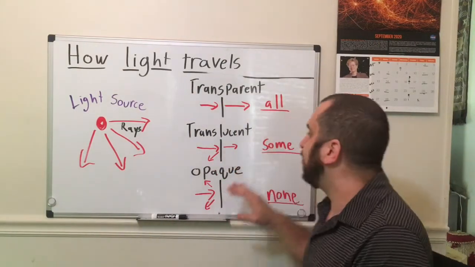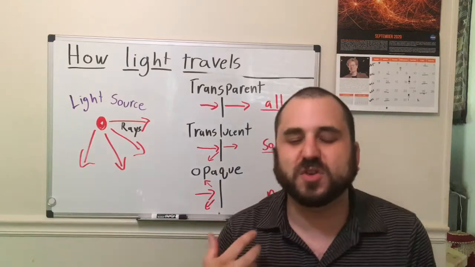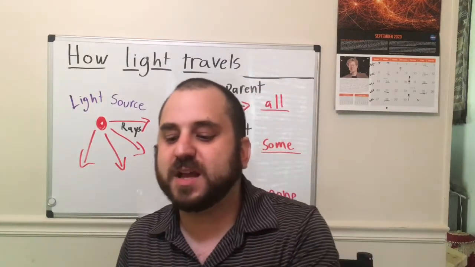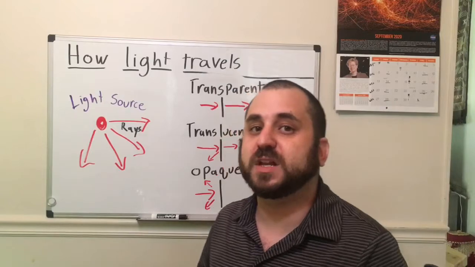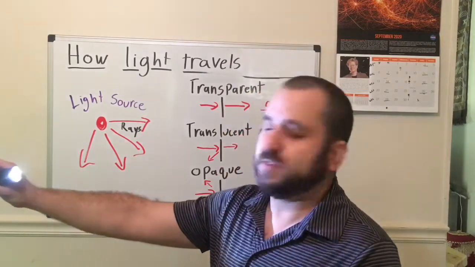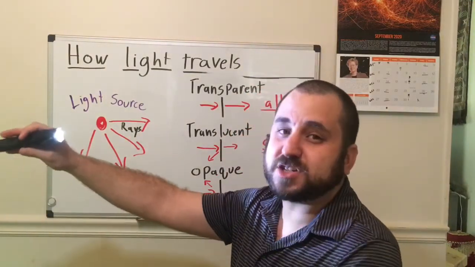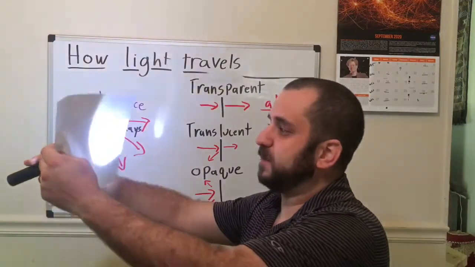Translucent things will let some of the light through. So if something is translucent, think of it as blocking a lot of the light but still letting some through. So once again, I have my flashlight, and now I'm going to put a piece of paper in front of it.